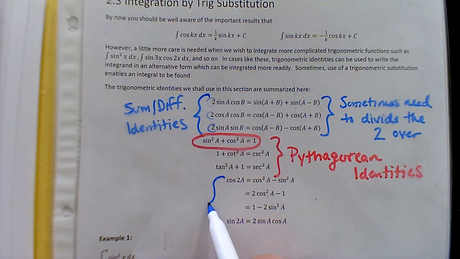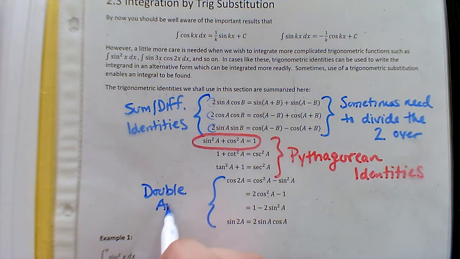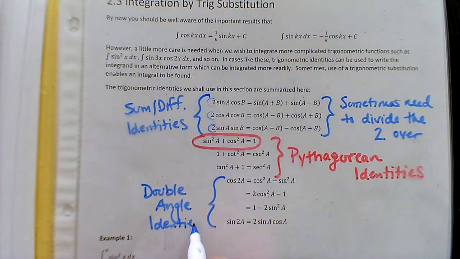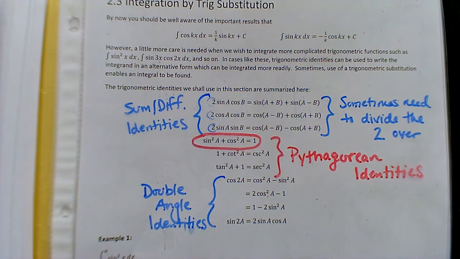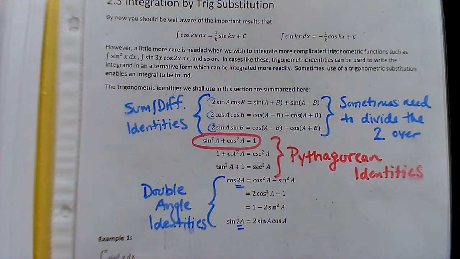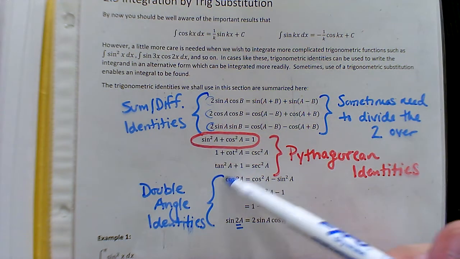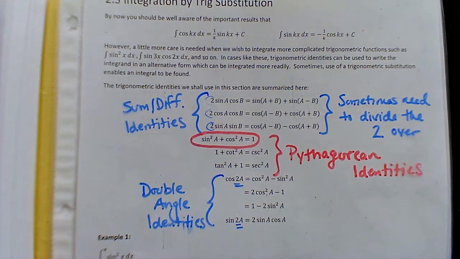The last ones here are called your double angle identities. Notice how it's sine of 2a and cosine of 2a. You're doubling some angle measurement or radian value. So we can represent those double angles as these identities on the other side.